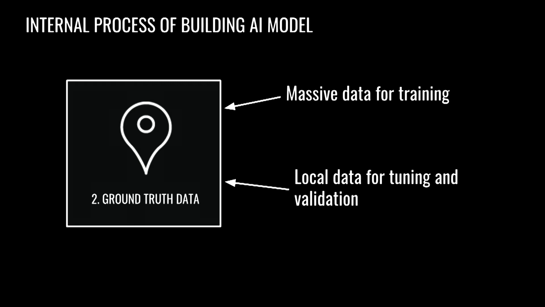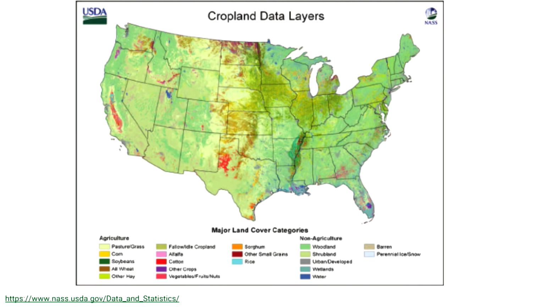There are two types of this data. One is that we need a lot of almost relevant data for training, and the second is that we need specific local data for this region, for this type of crop, for this type of seeds, for this soil, to do the validation. So for training, I believe the vast majority of teams who do crop classification use this data set.